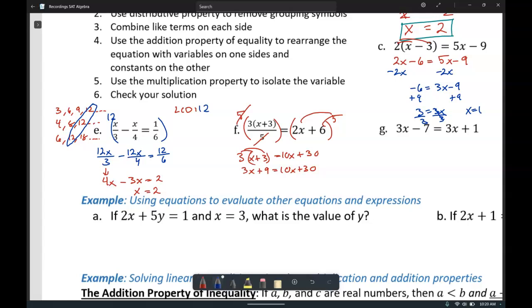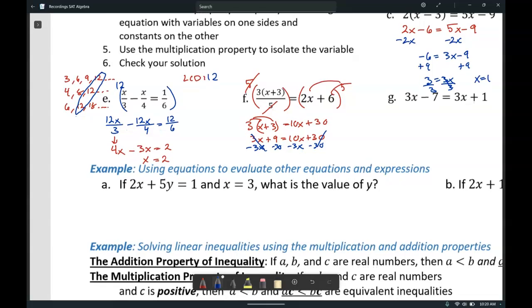We can use our addition property, so we'll subtract 3x from both sides, and we'll also subtract 30 from both sides with the constants, and that will move them to opposite sides. So we have negative 27 equals 7x. And I'm running out of room, so let's move this up here a little bit. We can use our multiplication property of equality, divide both sides by 7, so we're left with negative 3 for our value of x.